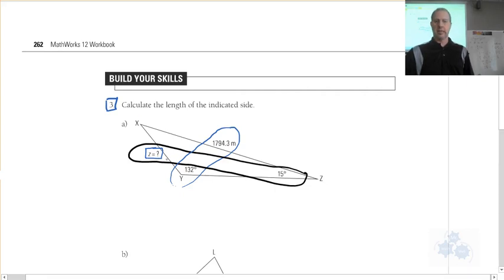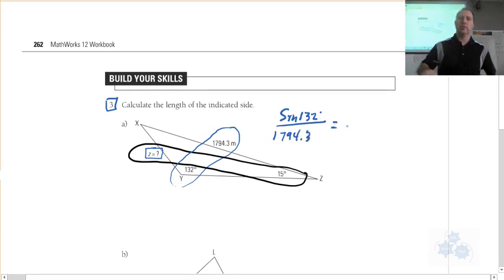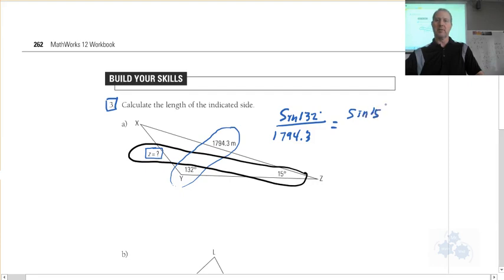So let's see. I'm going to go sine of 132 divided by its opposite side. Well, that's a big number. No problem. Equals. Now, do I put z on top or do I put sine of 15 on top? What do you want to put? I would want to put the sine of 15 on top. Absolutely. Very good. And then the opposite side over here is z.